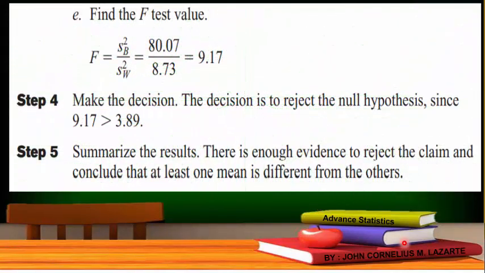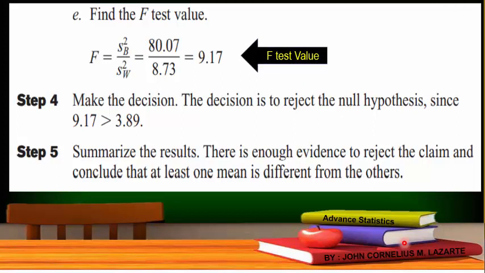Now let us proceed to step E, which is to find the F-test value. We are going to get it using the formula F is equal to the between group variance divided by the within group variance. Substituting the values, we get 80.07 divided by 8.73. We get 9.17 as the F-test value.